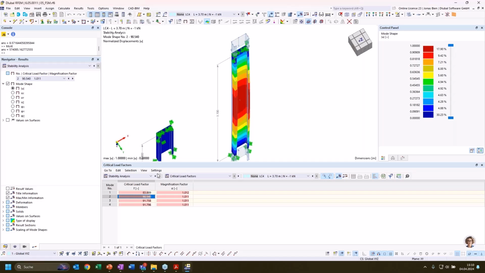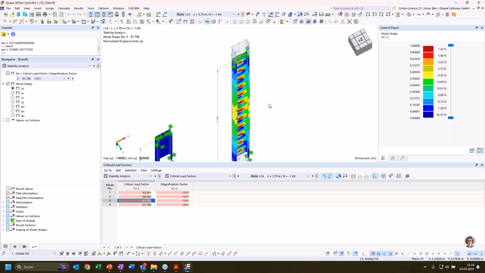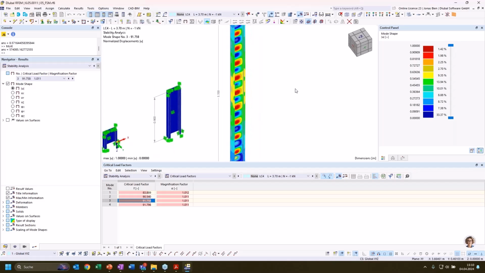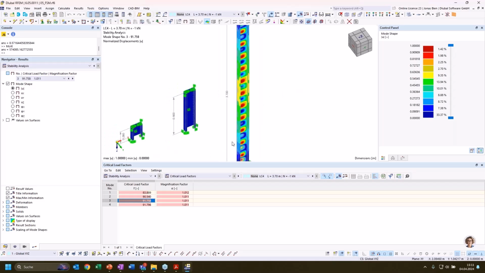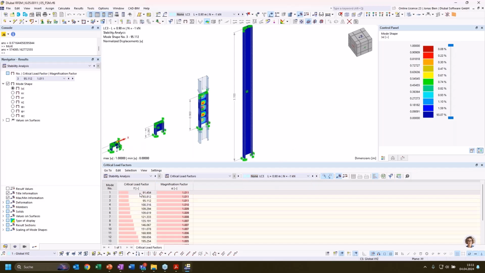If I check the second mode shape, I have buckling about the weak axis. The third mode shape now would be one that involves also local buckling of the web. And this we can only see with such a refined shell model. Now what happens if we take a shorter column? Now we see that the behavior, or the critical mode shape, is governed by local buckling. So in this case, global buckling, like flexural torsional buckling or flexural buckling, wouldn't be the major issue, but stability failure would be more related to local buckling of the web.